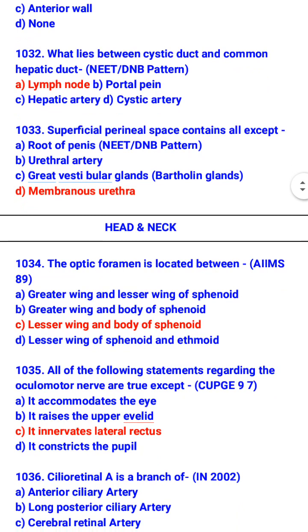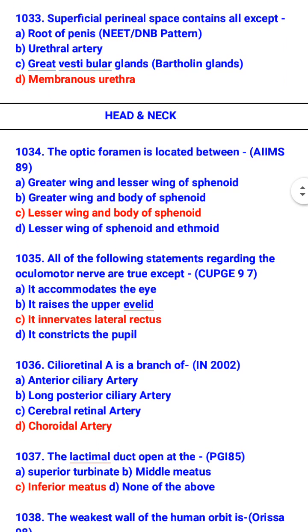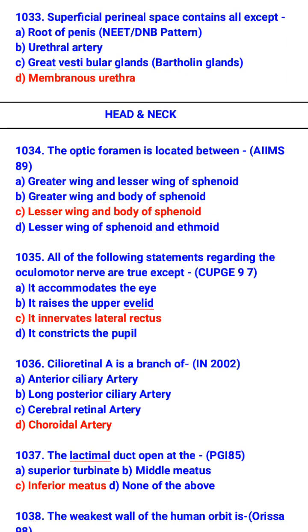Now head and neck. The optic foramen is located between lesser wing and body of sphenoid. All of the following statements regarding the oculomotor nerve are true except it innervates lateral rectus. So what is true about oculomotor nerve? It accommodates the eye, it raises the upper eyelid and it constricts the pupil.